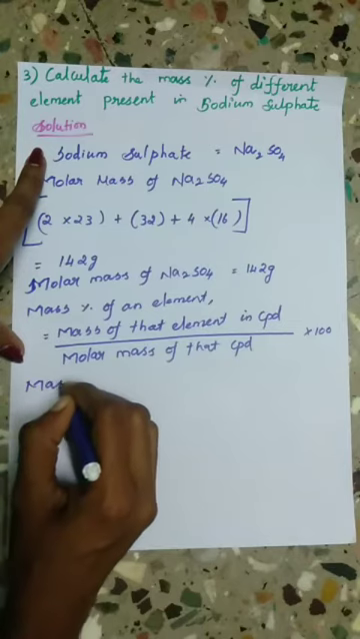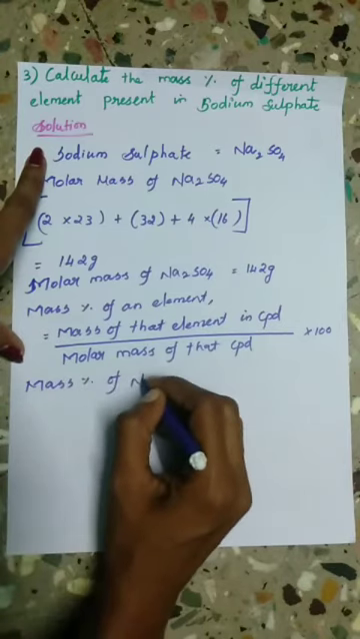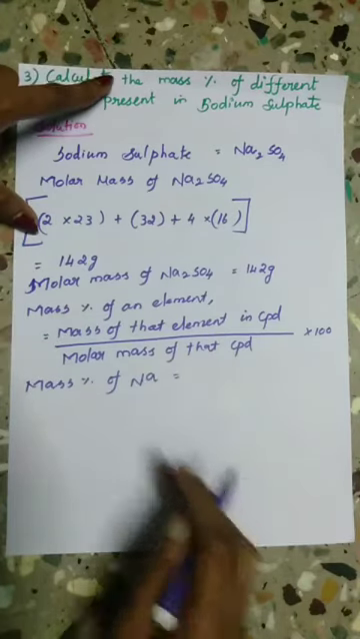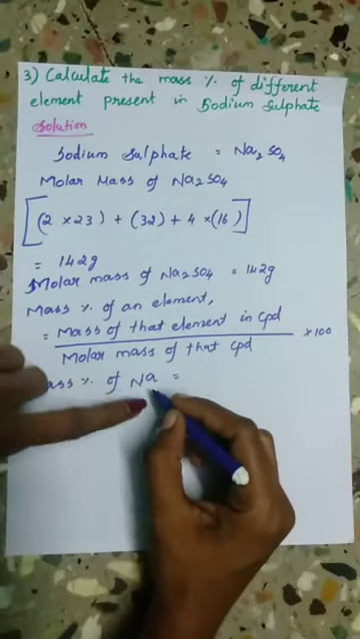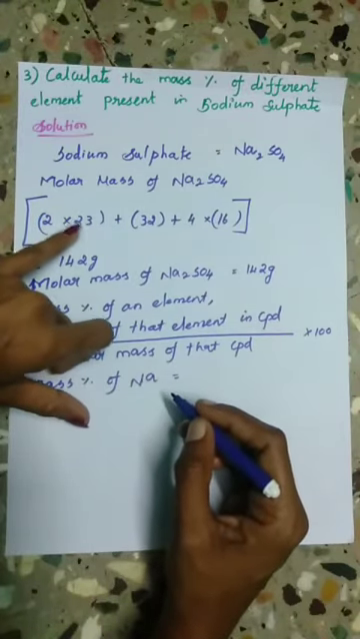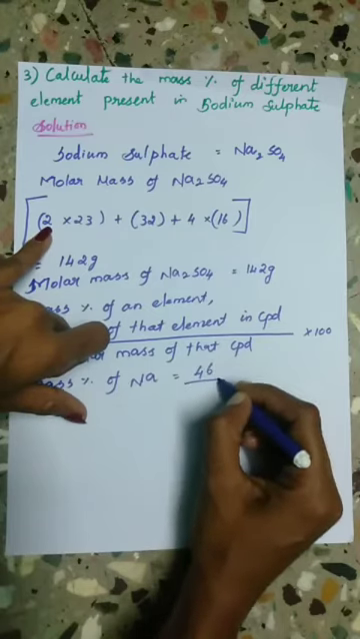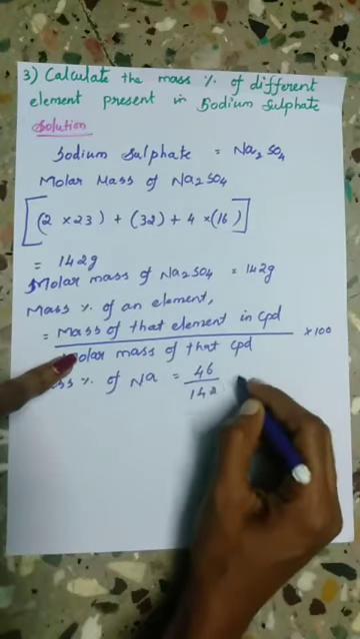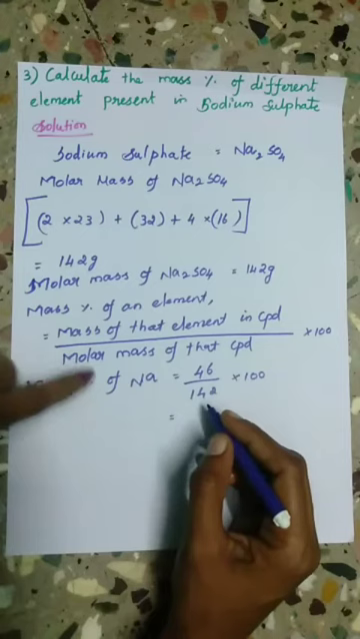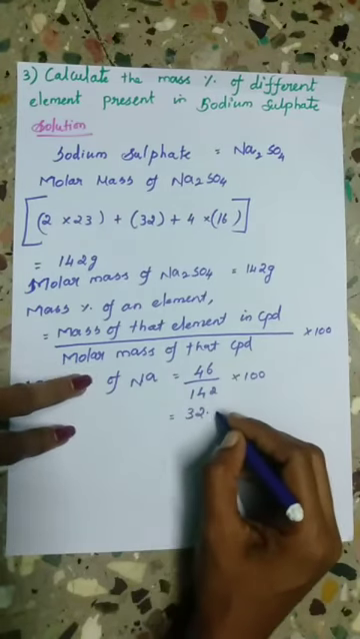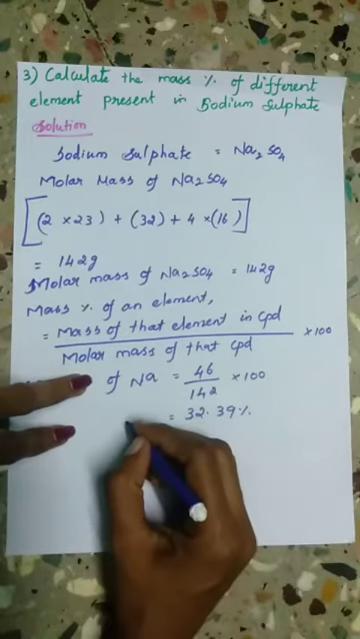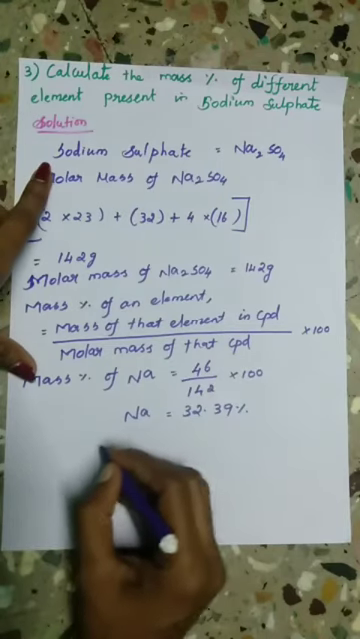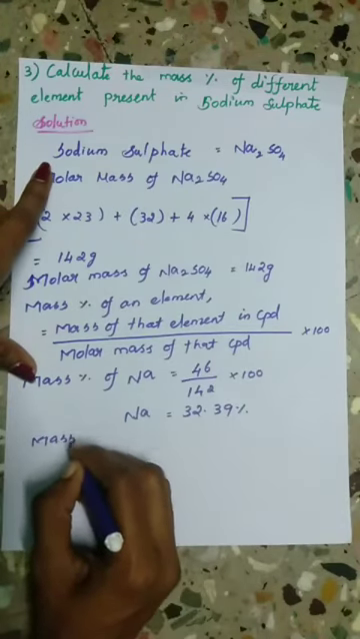First let us look at sodium. So the mass percent of sodium: the mass of that element, sodium, has molar mass 23, so 23 multiplied by 2 is 46. Overall the molar mass of the whole compound is 142, multiplied by 100. When we divide we get the answer 32.39%, which is the mass percent of sodium. Next, the mass percent of sulfur.